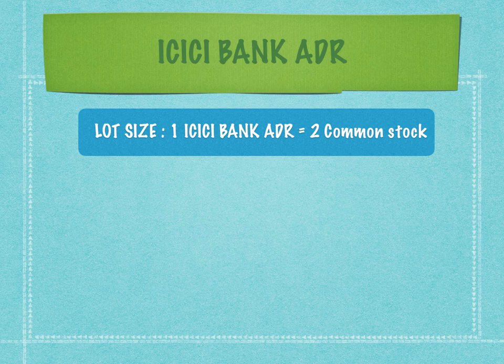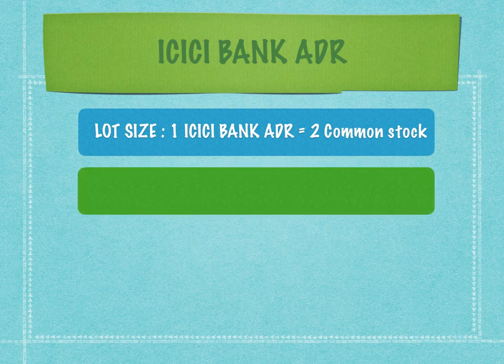One ICICI Bank ADR is equal to 2 common stock of ICICI Bank. Okay, so remember this, understand this. 2 common stock is listed in NSE or BSE but held by the custodian bank in INR. The ADR is listed and traded in NYSE denominated in dollars over there. Let's say the ICICI stock price for a particular day, today is Jan 3rd, 2022, is 750 rupees.